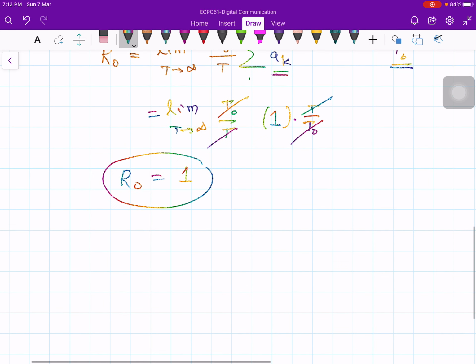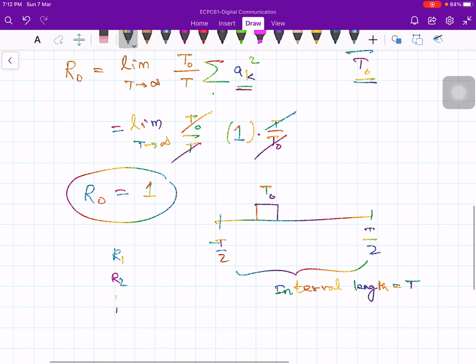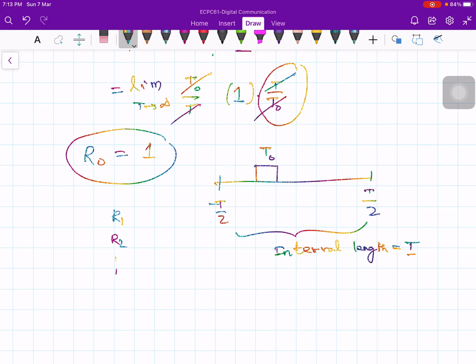Similarly, what are other quantities of interest? R1, R2 and so on. As I said, this is minus T by 2 and this is plus T by 2, and here the pulse duration is T naught and the interval length is T. You may ask a question, how do we get this T by T naught? The total number of pulses in the interval T is T by T naught, and for each of which A k squared is always 1. So after summing this up, you will get a total value of T by T naught, and in that A k squared is going to be 1. Therefore this has come.